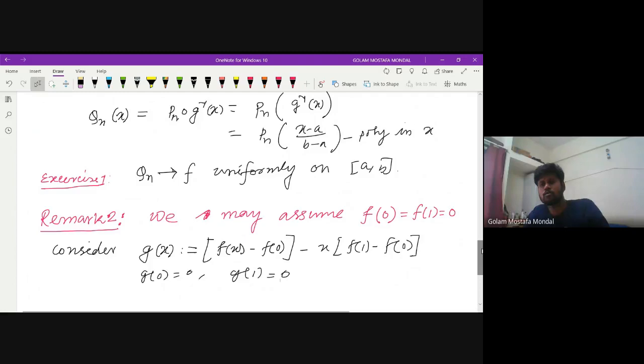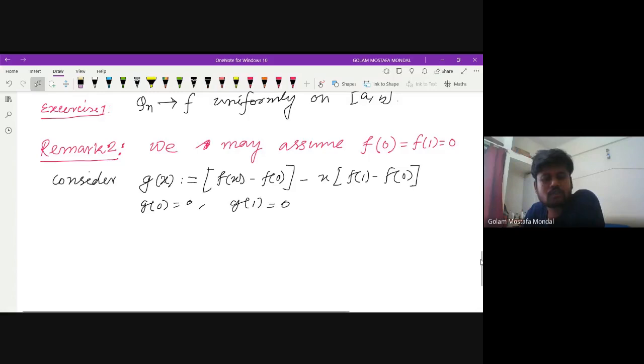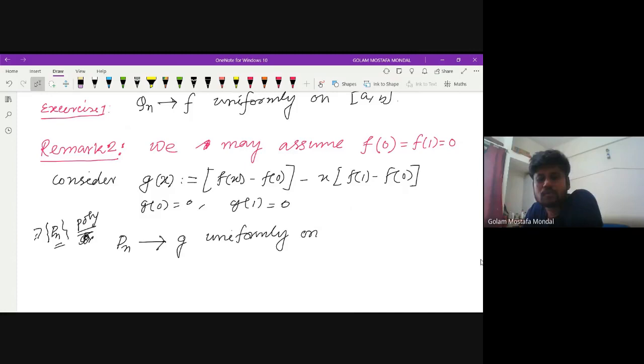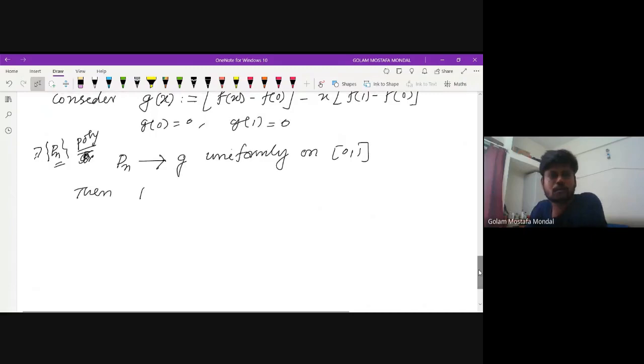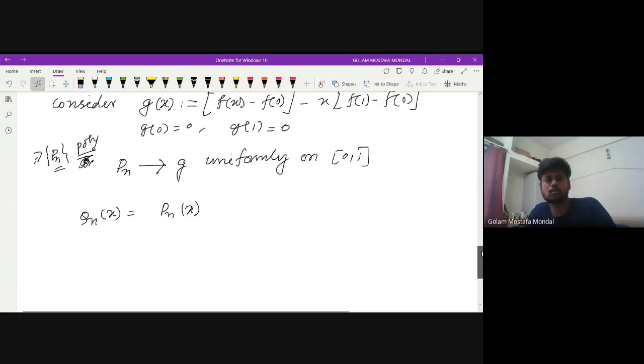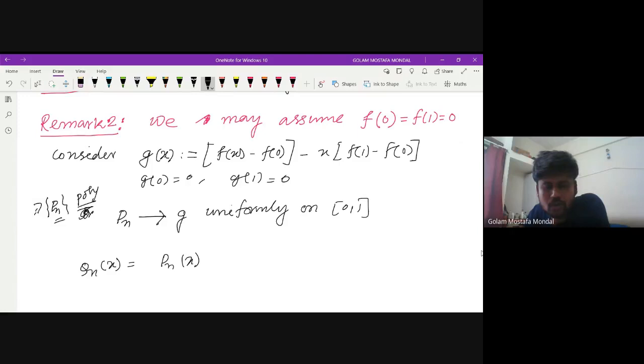So if this theorem is true for g, that is, if there is a sequence of polynomials Pn such that Pn tends to g uniformly on [0, 1], then similarly define Qn(x). We construct a polynomial Qn. So see, Pn converges to g. So g equal to this.